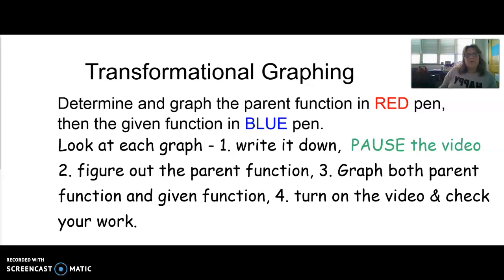So what we're going to do is go over a few graphs, and we're going to graph the parent function in red. We're going to graph the given function in blue. So what I want you to do is look at the equation that I give you, write it down, pause the video, figure out the parent function, then graph both the parent function and the given function, and then turn your video on and check your work.